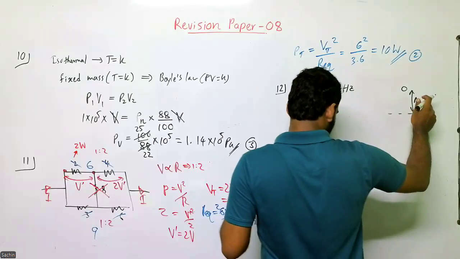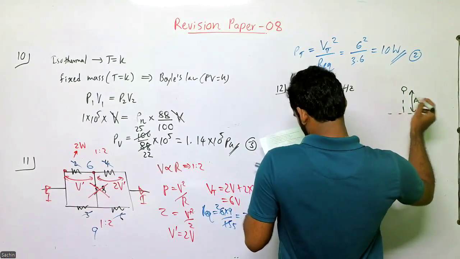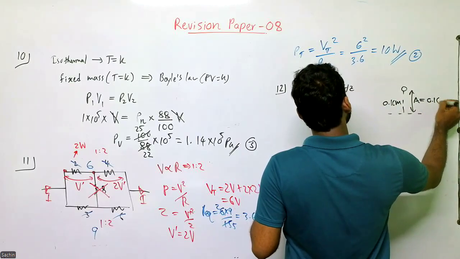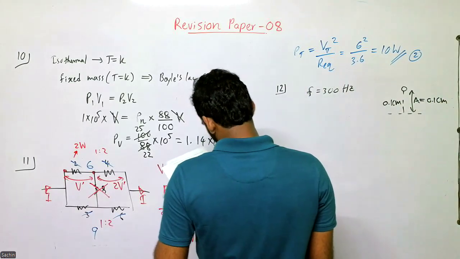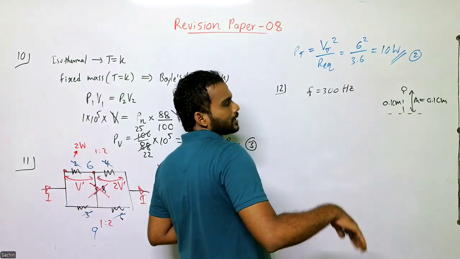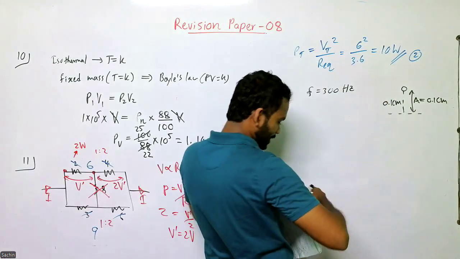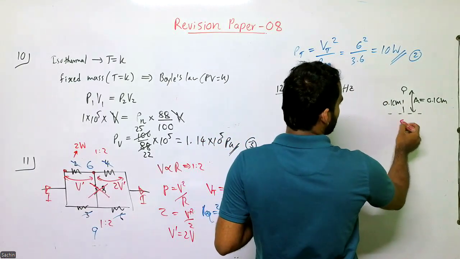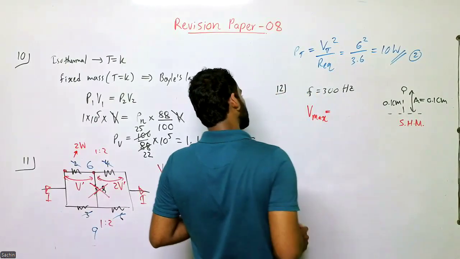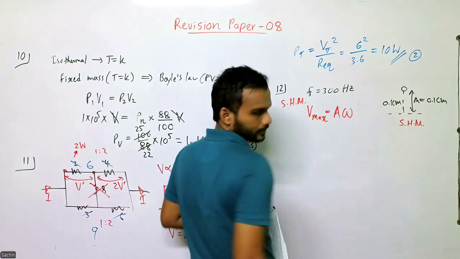The maximum displacement is the amplitude, right? So the maximum displacement is given as 0.1 centimeter, so the amplitude is 0.1 centimeter. Maximum velocity: when a wave passes through a medium, the particles will be in simple harmonic motion. For a simple harmonic motion, the maximum velocity is given by A omega, right?